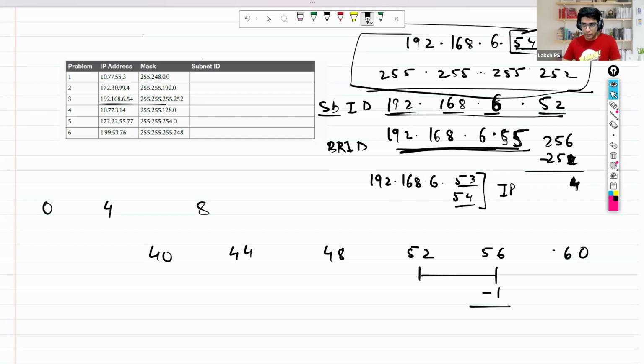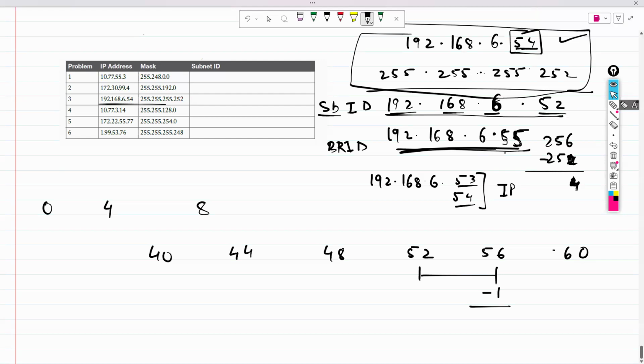Any question? No, sir, it's clear. Now, in interviews, or especially in interviews, what they basically ask is, give me the 10th usable IP address for this IP address and address mask combination. Even in exams, they ask you this question. Give me the 10th usable IP address for the second subnet, for example. They may ask questions like this.